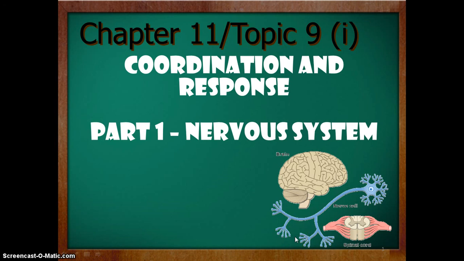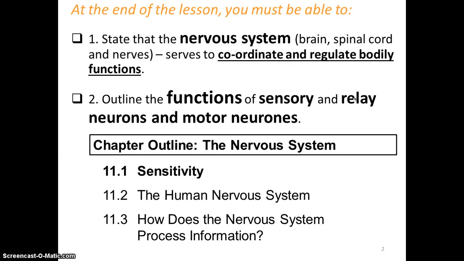Chapter 11 or Topic 9 under Science Bio O-Level, Coordination and Response, Part 1, Nervous System. There are three parts under coordination and response: receptor for eye, nervous system, and the effector for endocrine glands. Under this topic, you are required to know that the nervous system, the brain, spinal cord, and the nerves serve to coordinate and regulate the body functions, and to outline the functions of sensory, relay, and motor neurons.